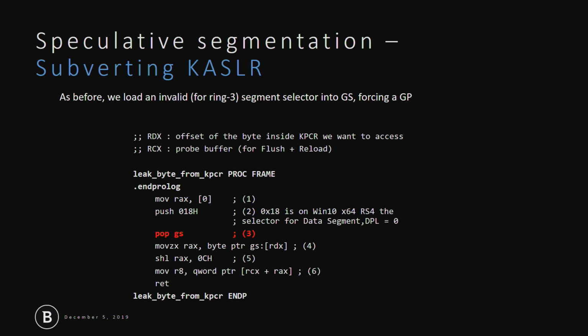This time, we load a valid segment selector into the GS segment register. However, its desired privilege level is 0, meaning that access to memory through this selector is only possible if the CPU executes in ring 0. Note that we execute this code in ring 3, so we expect that further accesses from ring 3 through GS will raise a general protection exception.